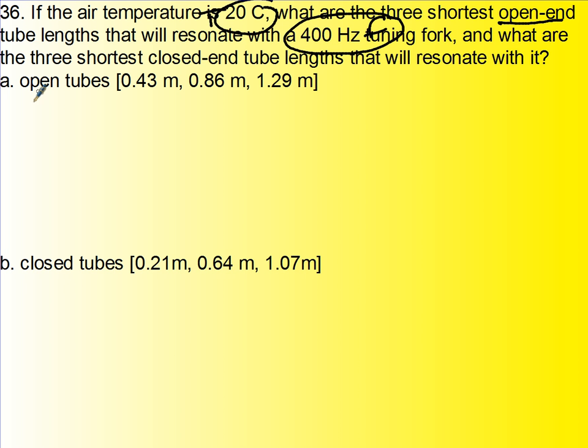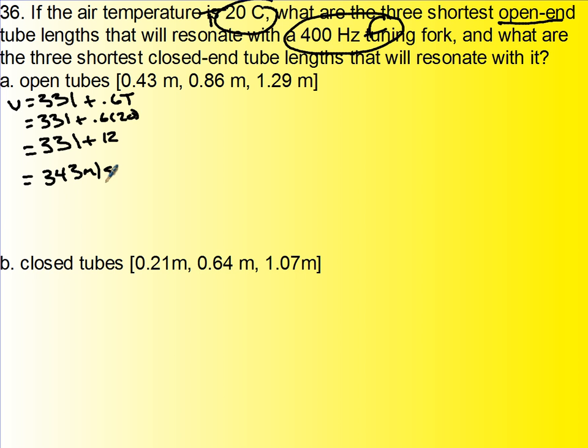All right. So the first thing we have to do is find the speed of sound. So v is 331 plus 0.6 T. So it's 331 plus 0.6 times 20. All right, 0.6 times 20 is 12. So this is 331 plus 12. 12 plus 331 is 343 meters per second.